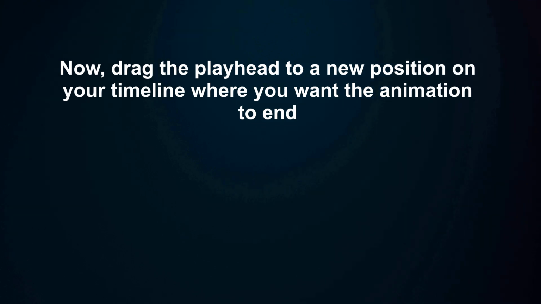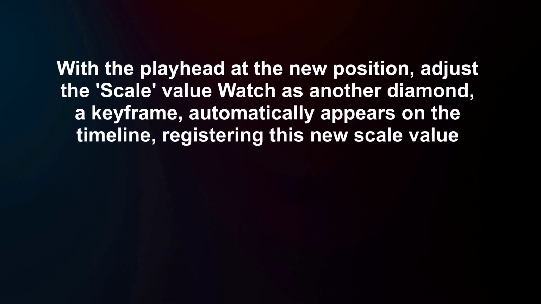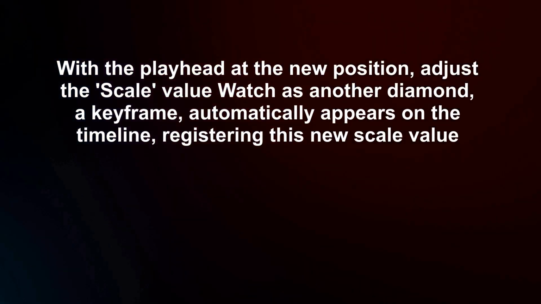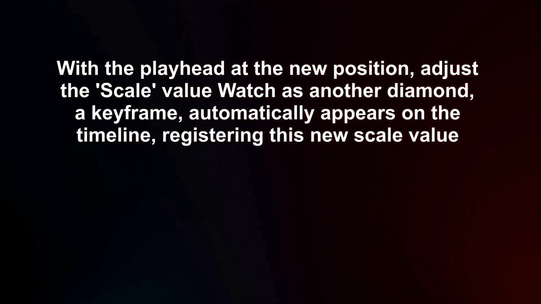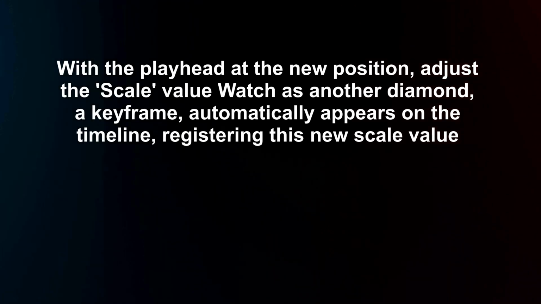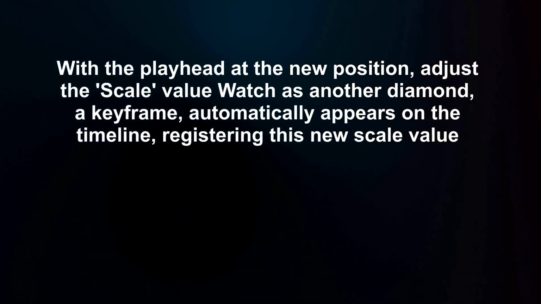Now, drag the playhead to a new position on your timeline, where you want the animation to end. With the playhead at the new position, adjust the scale value. Watch as another diamond, a keyframe, automatically appears on the timeline, registering this new scale value.